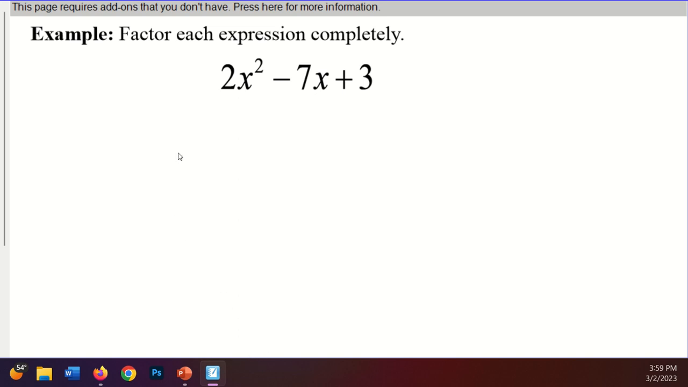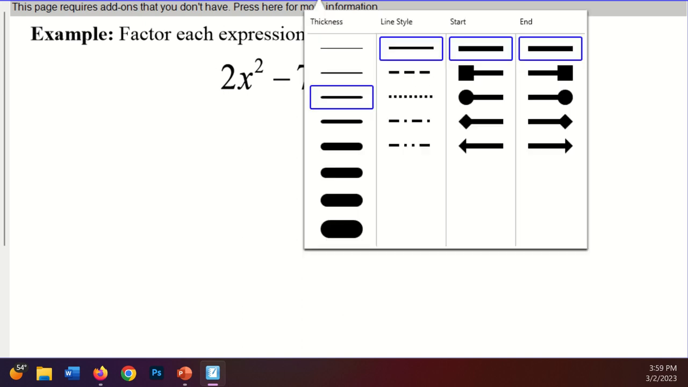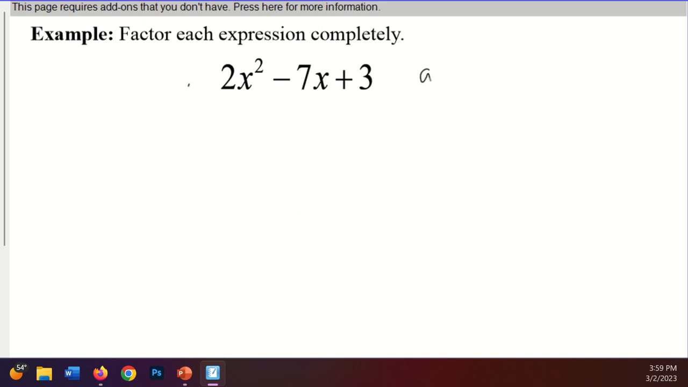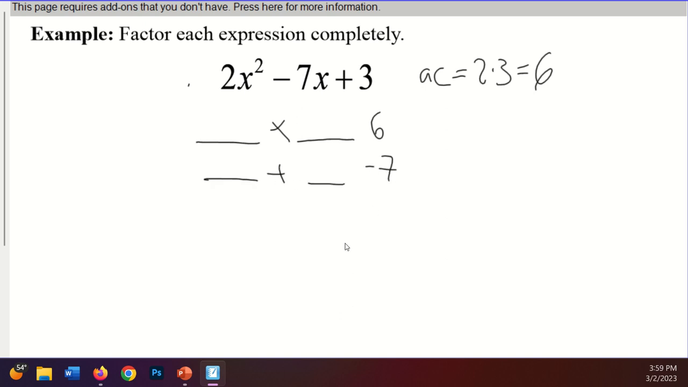Well, here is an expression that I have, and I see that the a value is equal to 2. So ac is going to be, in this case, 2 times 3, which is 6. So I need two values that when I multiply, I get 6, and when I add them, I get -7. If I'm adding two numbers to get a negative, and multiplying those two numbers to get a positive, both of these numbers are going to have to be negative.